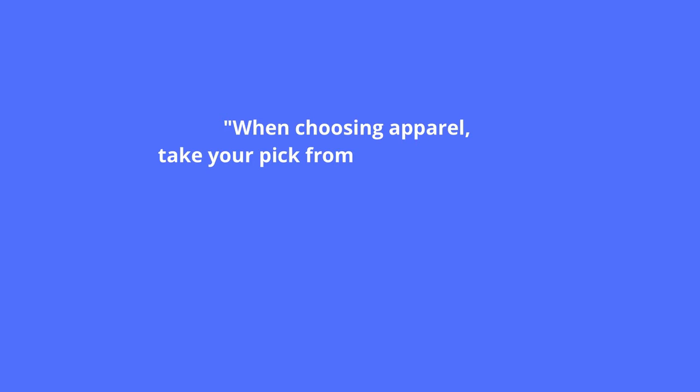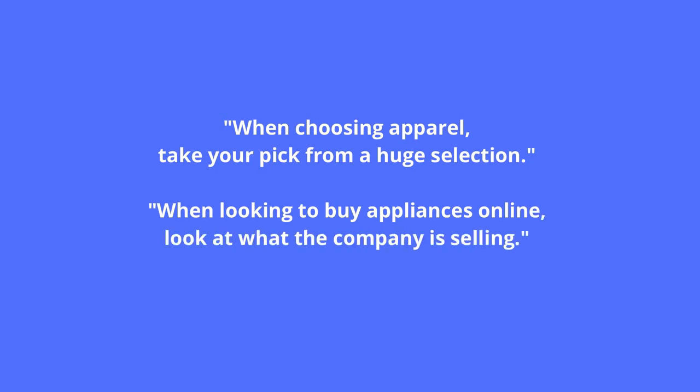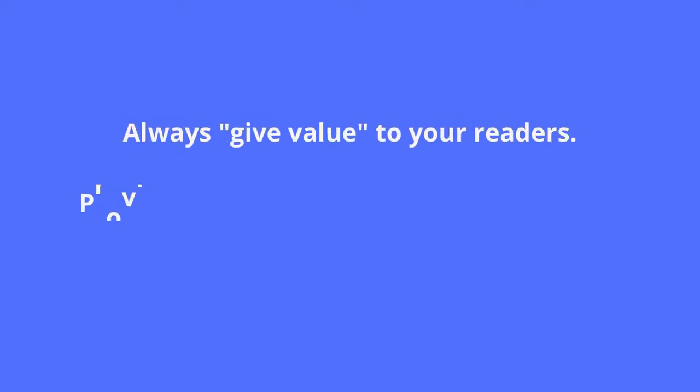Useless information. Take a look at these sentences. When choosing apparel, take your pick from a huge selection. When looking to buy appliances online, look at what the company is selling. Notice that these sentences are not providing any information at all. Keep in mind that you should always give value to your readers. Provide useful information in your articles.